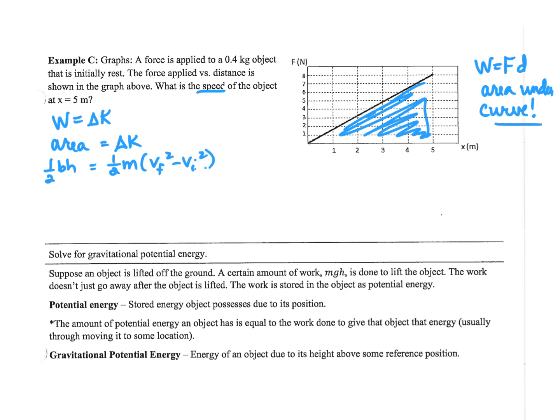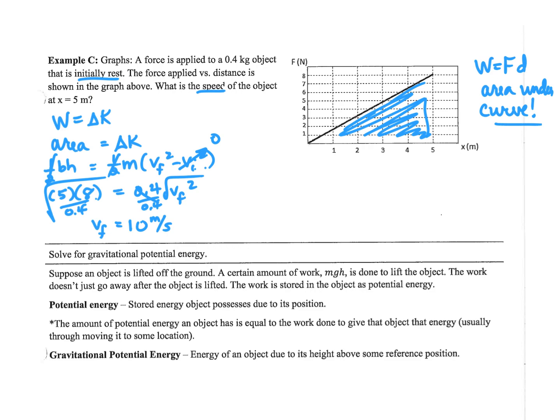Okay, this is initially at rest, so this is 0. The halves go away. The base is 5. The height of this guy is 8. The mass is 0.4. And then we have velocity final squared. Now all we have to do is work this out, do the math, and we get v final is equal to 10 meters per second. Divide by 0.4 and take the square root, right? So we divide by 0.4, divide by 0.4, that goes away, and we take the square root.